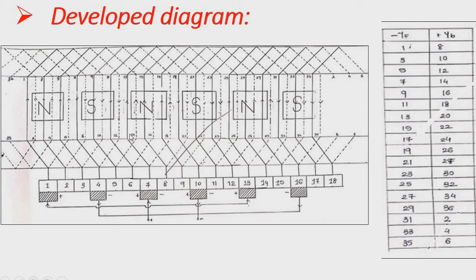So after drawing all the conductor connections, our winding will be like this. Now it's time to provide the pole positions. Here the total number of poles given is 6 and the total number of conductors is 36. So dividing these 36 conductors by the 6 poles, each pole consists of 6 conductors.